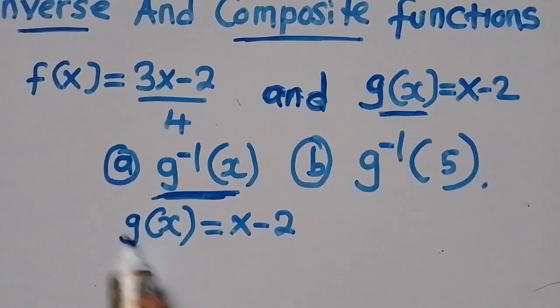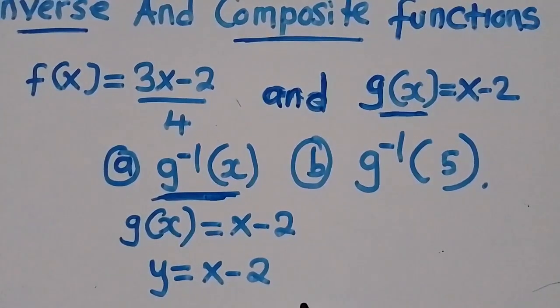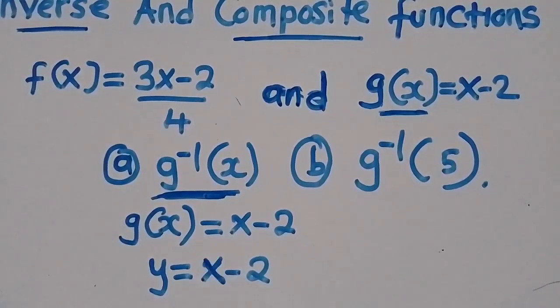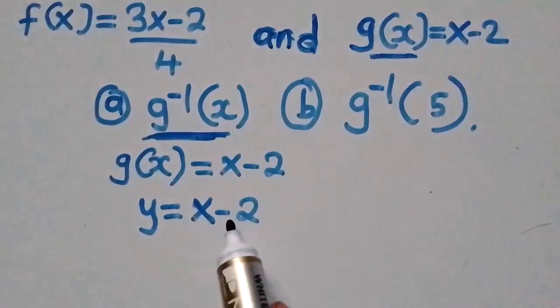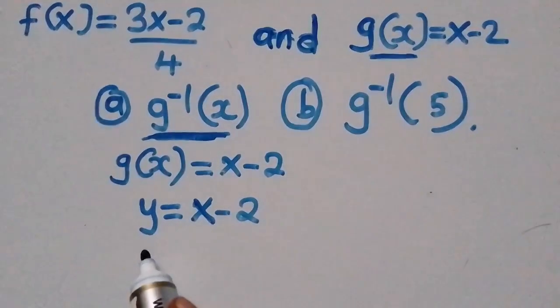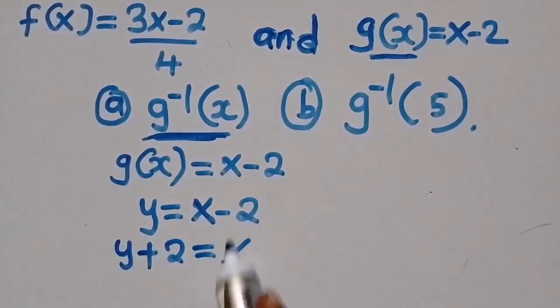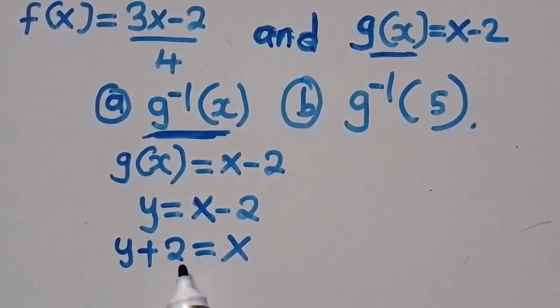From there, where there is g of x, you put y, where you say y is equal to x minus 2. When you reach here, what are you doing? You are making x the subject of the formula. Hope we know how to make the subject of the formula. How do you make x the subject? This 2 will go to the other side. So you're going to have y plus 2 is equal to x. When it crosses, the sign is going to change. So you've made x the subject of the formula. x is equal to y plus 2.